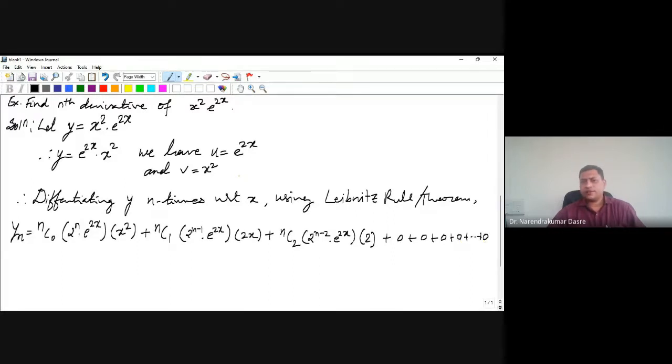Okay, because in a product, one term is going to be 0, so the product is going to be 0. And that's why these are all vanishing terms, and hence we do not write them. Now, let us simplify. So, yn is equal to nC0, which is 1, and this is x square.